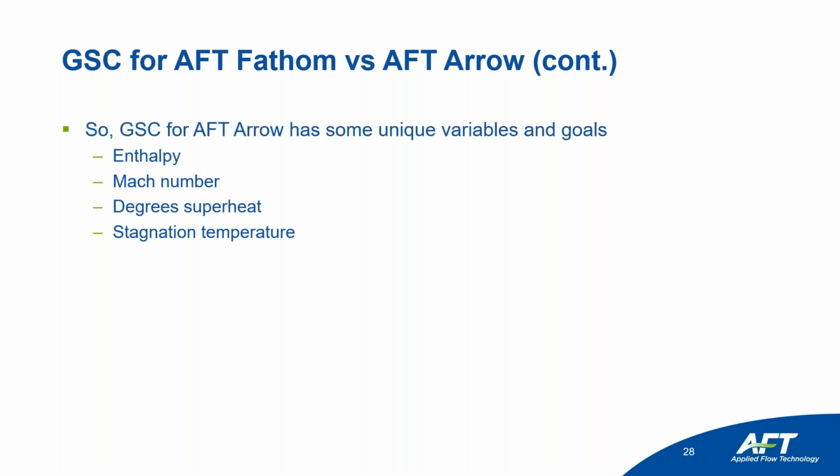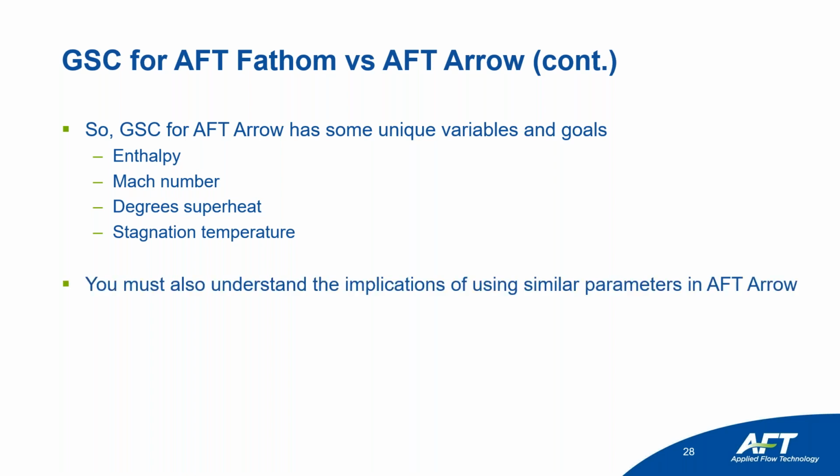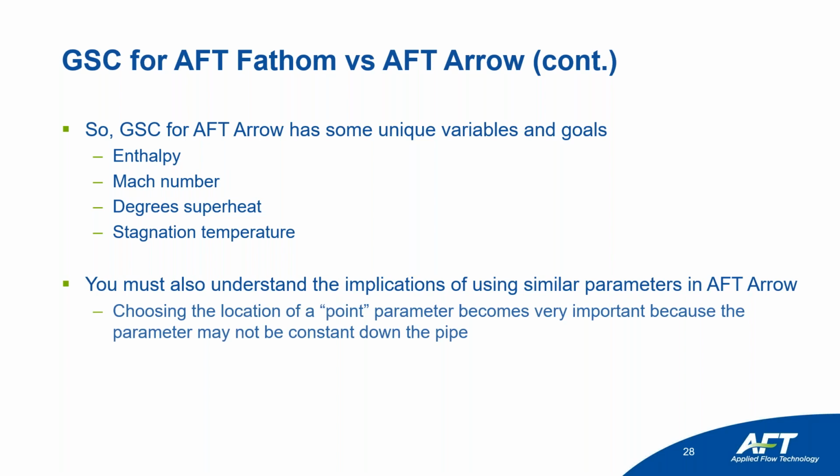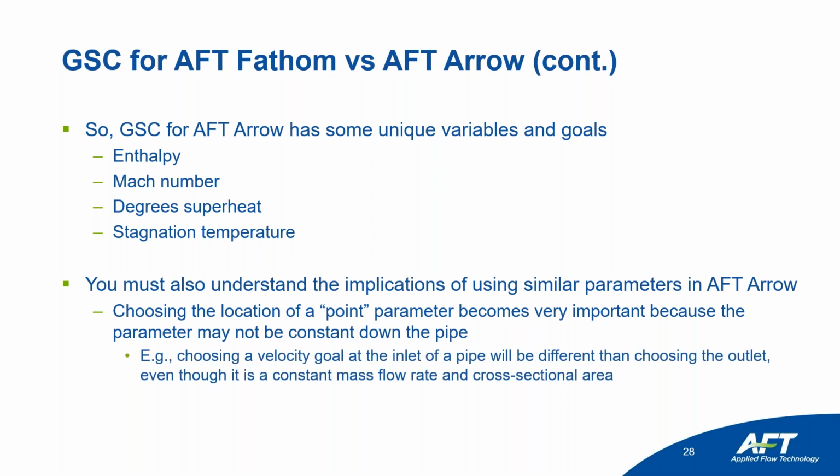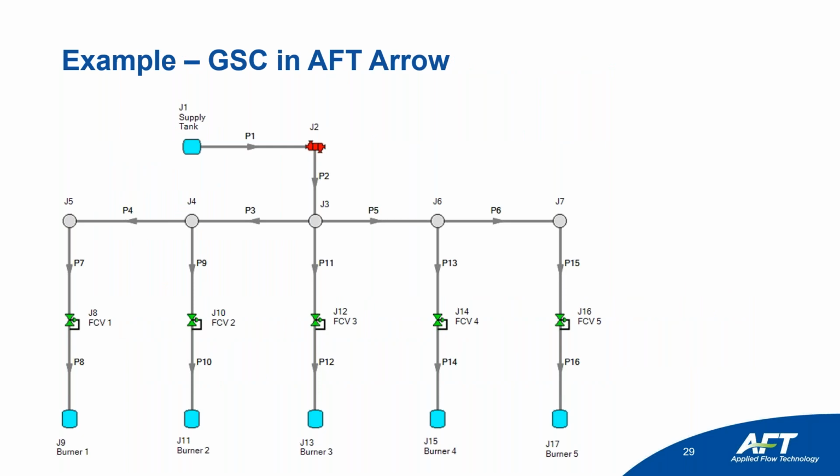So there are some unique variables and goals in Arrow that you will not see in Fathom, things like enthalpy, Mach number, degree superheat, stagnation temperature, things that are unique to compressible flow. You must also understand the implications of using similar parameters in AFT Arrow. Point parameter becomes very important because the parameter may not be constant down the pipe, such as velocity. In Fathom, velocity is constant down a pipe if it has the same cross-sectional area. In Arrow, velocity is not constant down a pipe because of changing pressure, temperature, and density. So velocity will actually increase down the pipe, and choosing your point becomes very important. Right. Okay, well, let's go through an example.